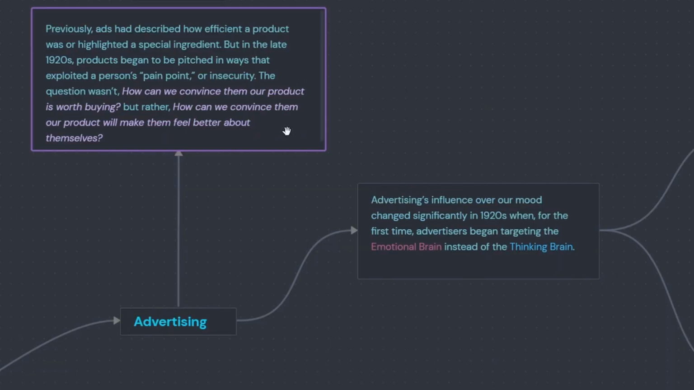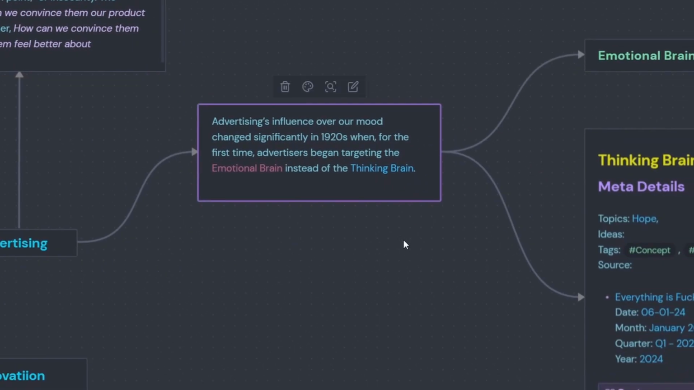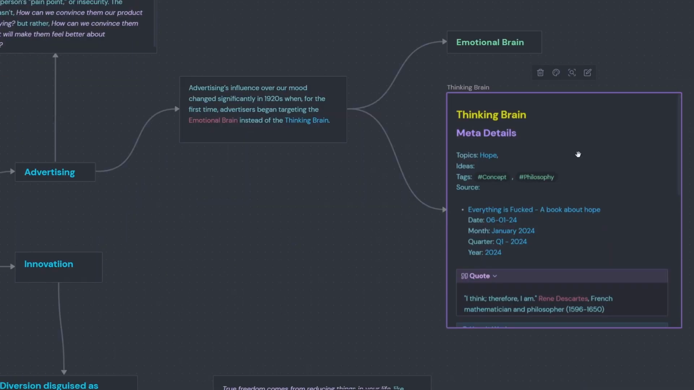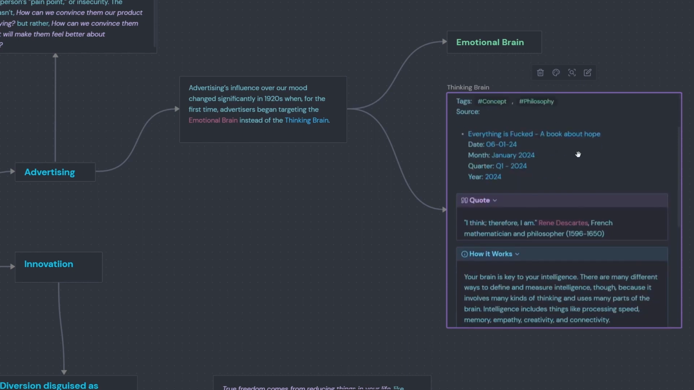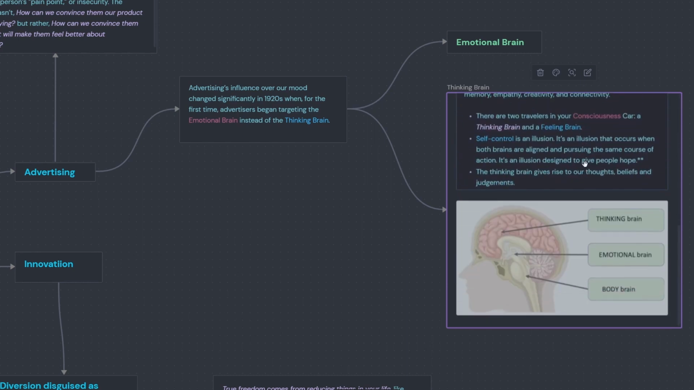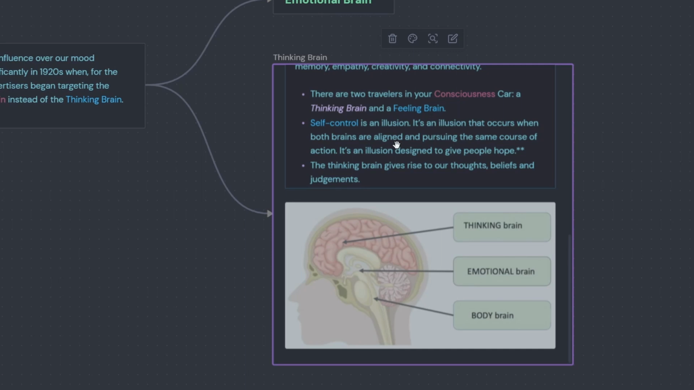Advertising influences our mood, and this changed significantly in the 1920s when, for the first time, advertisers began targeting the emotional brain instead of the thinking brain. We can link this back to the first best idea of this book. We can recall that Mark reminded us that there are two travelers in our conscious car, a thinking brain and a feeling brain, and self-control is an illusion.